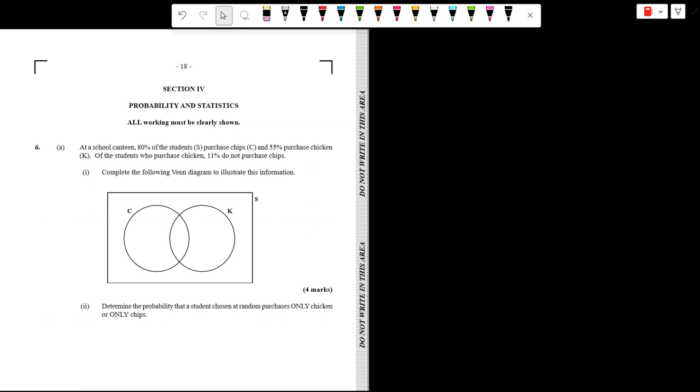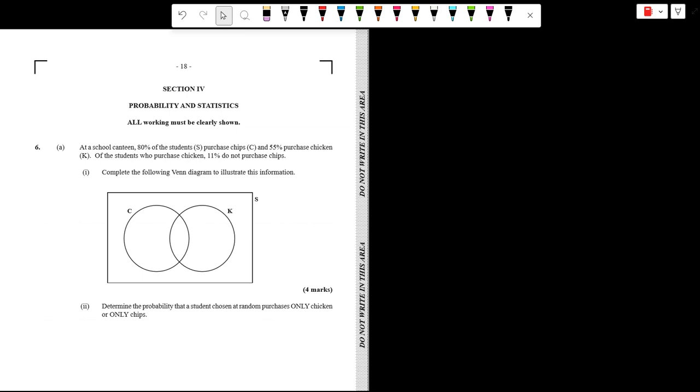So here we have our circles which are representing the two sets. C represents essentially the percentage of students who purchase chips, while K represents the percentage of students who purchase chicken. And of course, the region of overlap will be the intersection of those sets that represents students who buy both chicken and chips, which of course is a good combination, right?